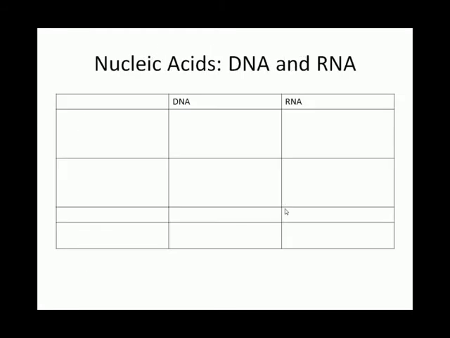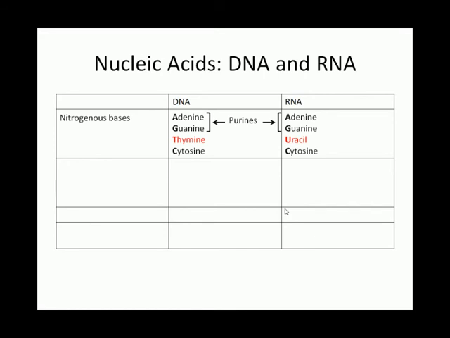All nucleic acids are polymers of individual subunits called nucleotides. Let's take a look at how the nucleotides of DNA and RNA differ. All nucleotides have a nitrogen-containing base. A nucleotide of DNA has either adenine, guanine, thymine, or cytosine. A nucleotide of RNA has adenine, guanine, and cytosine, but can contain uracil instead of thymine. Adenine and guanine are purines and are larger bases than the pyrimidines thymine, cytosine, and uracil.